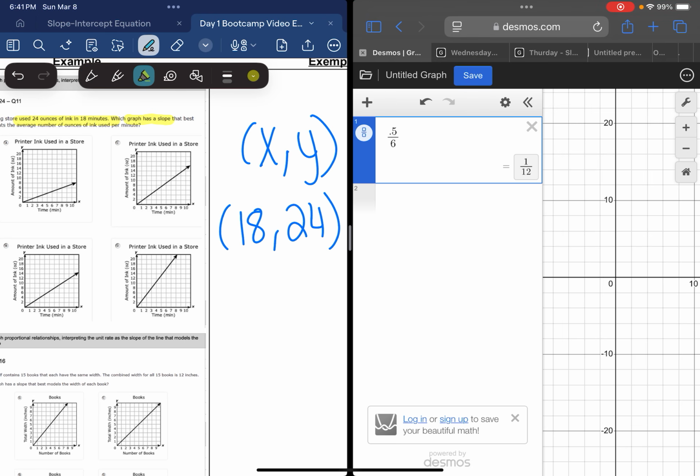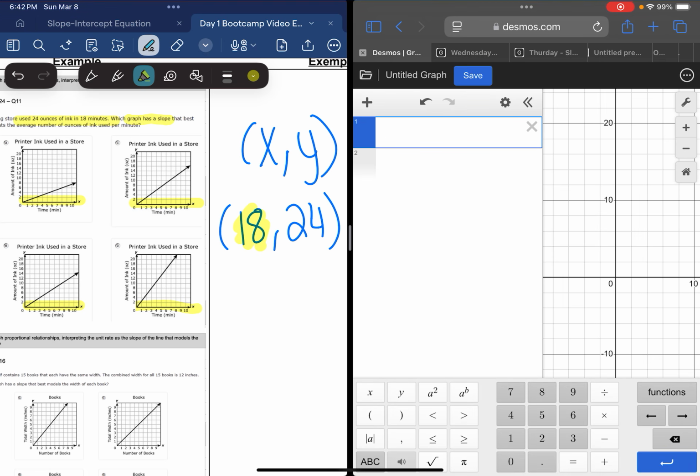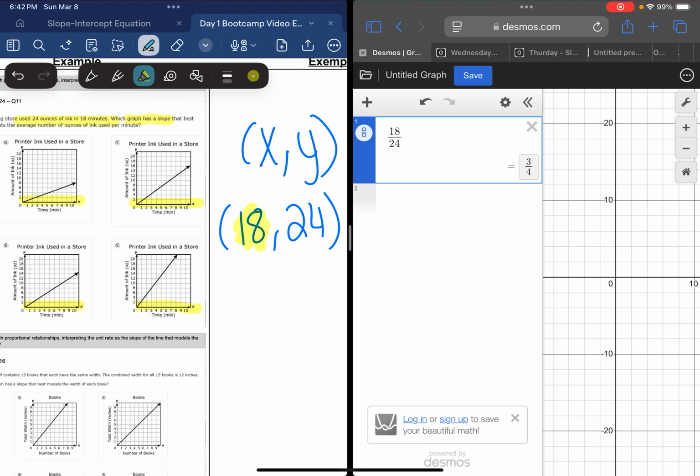I'm going to see if I can look for 18, comma 24 on any of these graphs. But what I'm noticing already is that on my x-axis, it only goes up to 10. So there's no way that I can go up to and look for the 18. So I'm going to go back to decimals. I'm going to use that trick again. 18 divided by 24. Turn that into a fraction. And that's going to give me a simplified coordinate to look for. So I'm going to look for 3, comma 4.